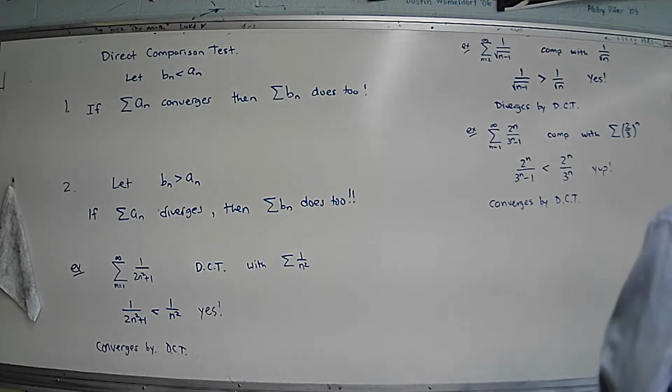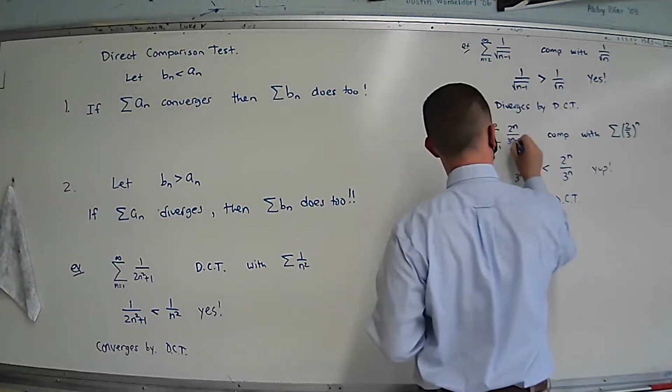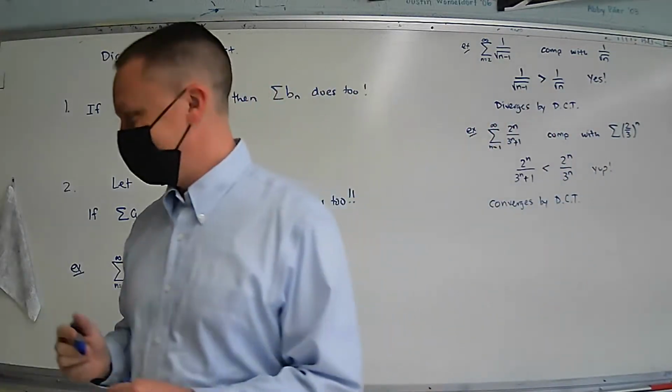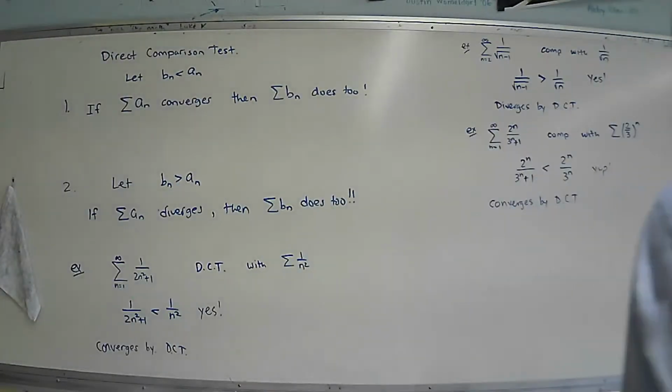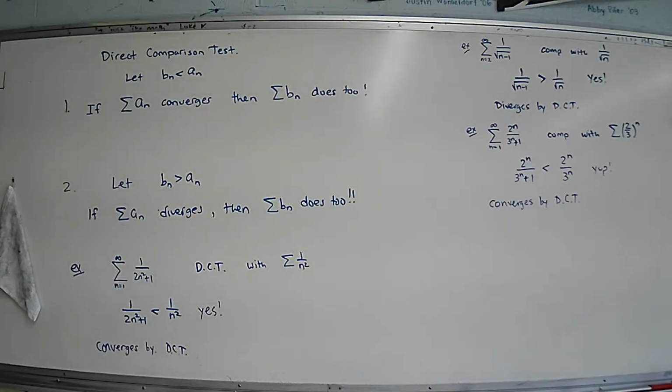Oh, you're right. It's not, because I wrote down the wrong problem. Now it is. You're right. But it turns out that if it was minus 1, it's going to converge also. That's a perfect example of where it might be difficult to come up with something to directly compare it to.